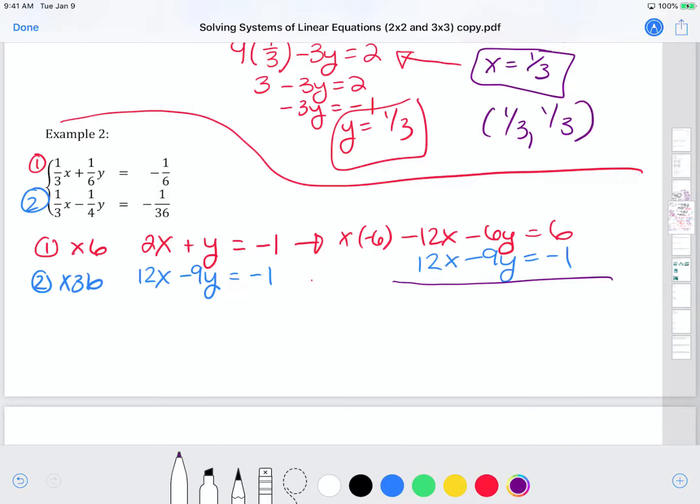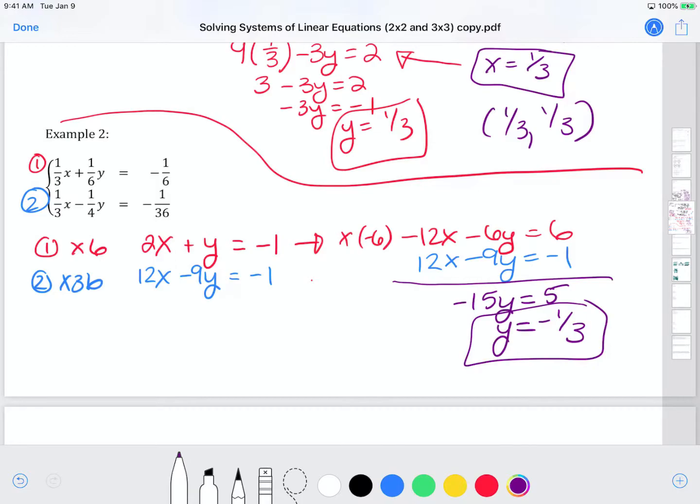Okay, so now I'm going to add these. My x's disappear. I get a negative 6y and a negative 9y. That gives me a negative 15y. And when I take a positive 6 and a negative 1, that gives me a positive 5. So I'm going to continue to solve for y. That gives me y is negative 1/3, because I got 5 over negative 15, and that reduces to negative 1/3. So this is one of my variables solved.